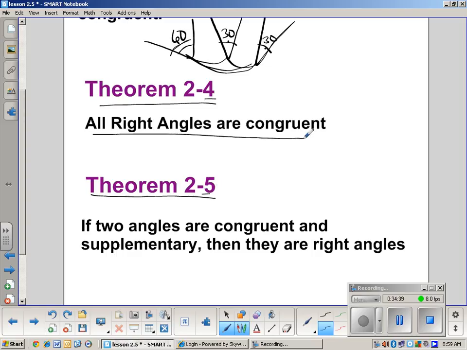Right angles are congruent. If two angles are congruent and supplementary, then they are right angles. Supplementary means they add up to 180, right? So if two angles are congruent and they add up to 180, that means two angles with the same measure add up to 180, they both have to be 90 degrees, right? So they have to be right angles.